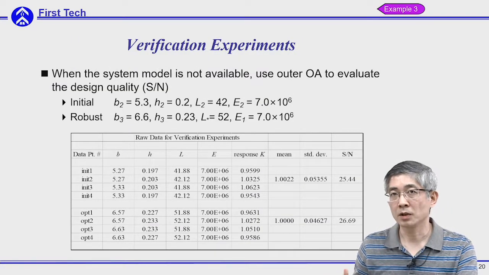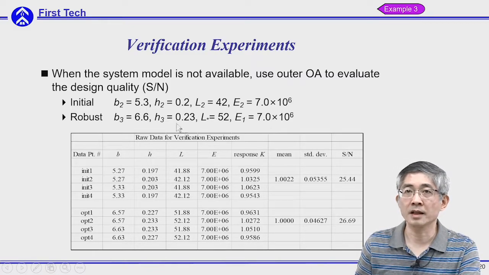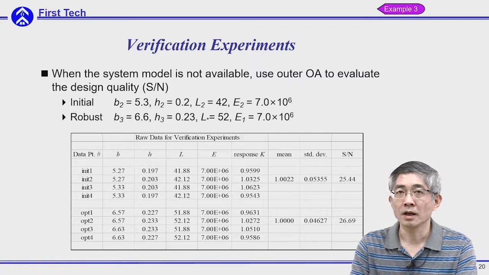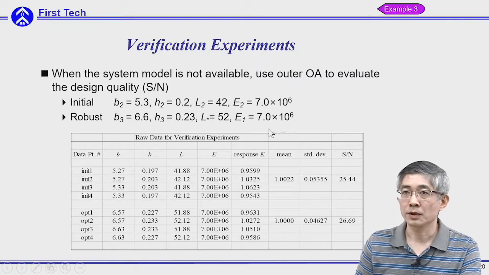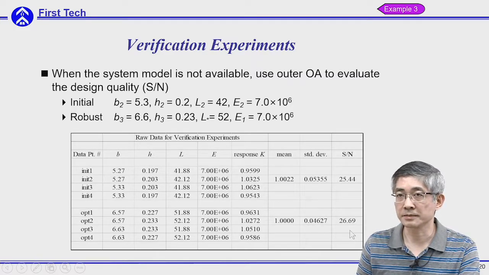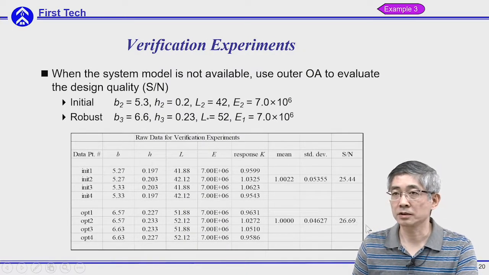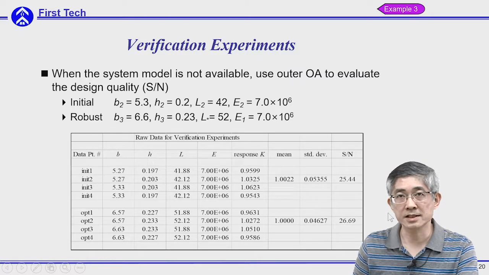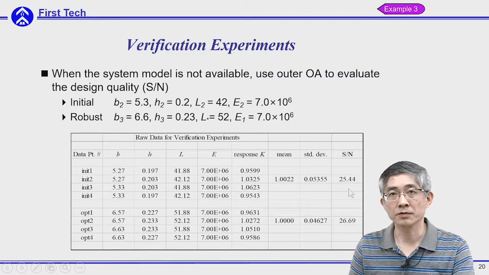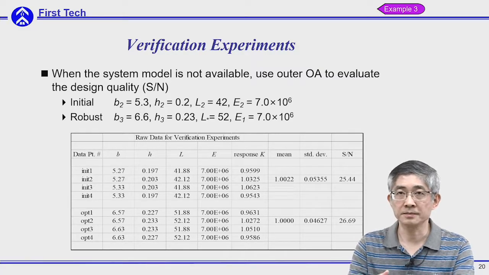We want to compare our improvement. This is the initial design we were given at the beginning, and this is the robust design we obtained using two-stage optimization. Using the same outer array, we can estimate the SN ratio for our initial design and robust design. As you can see, the robust design has 26.69, which is better than the initial design's 25.44. So we have about 1.25 dB improvement for SN.